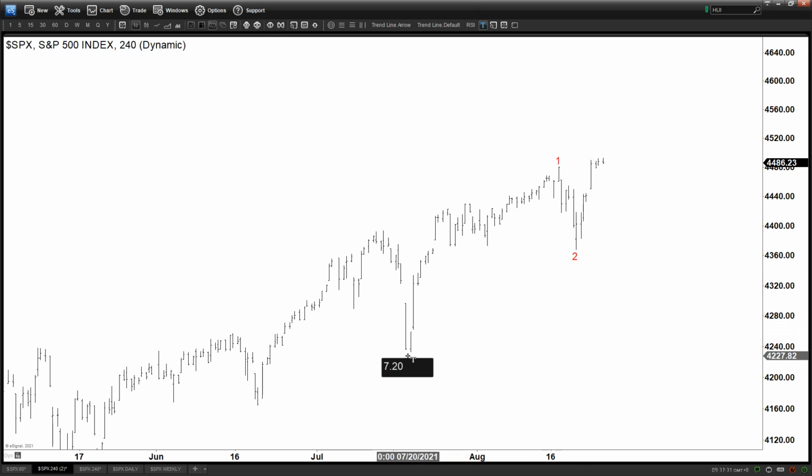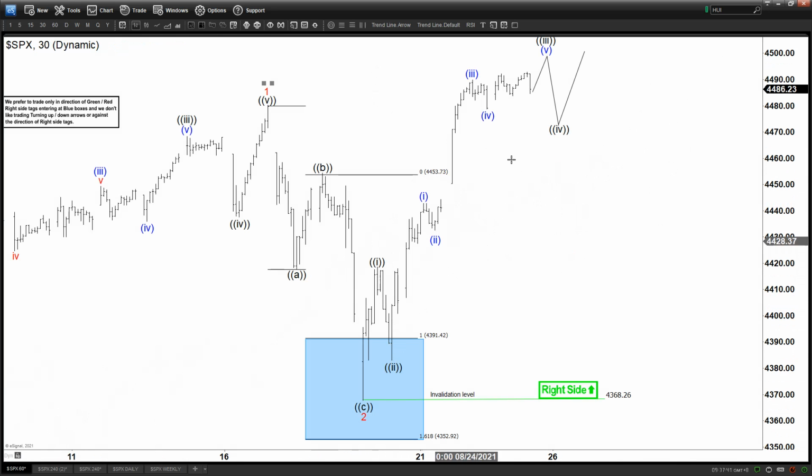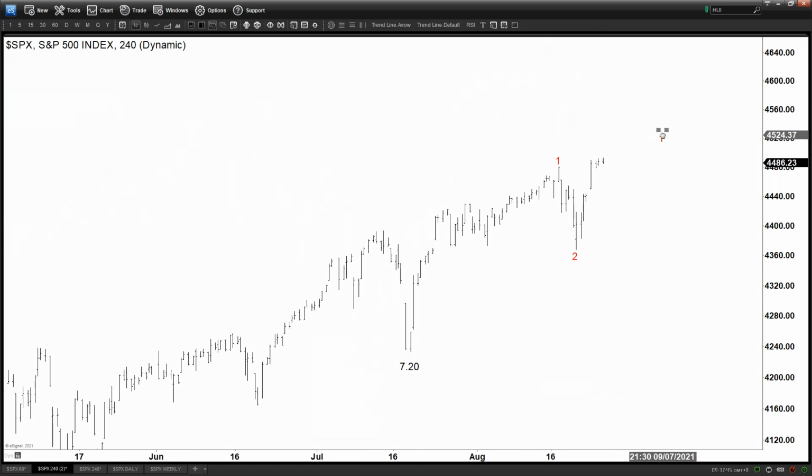So the July cycle extends, and so we need to have 3, 4, 5, in which we are still within the 3, and within the 3 we are looking for 1, 2, 3, 4, 5 before ending 3 somewhere here, and then you got a 4 and a 5. So possibly we could form some sort of diagonal like this at the conclusion of the 5 waves. All right, and a possible target here.